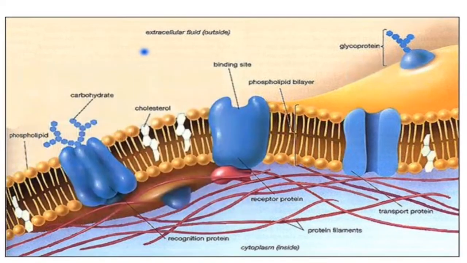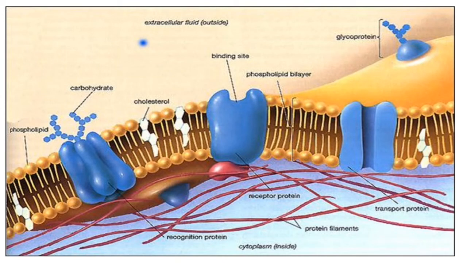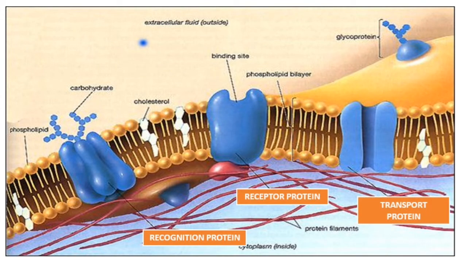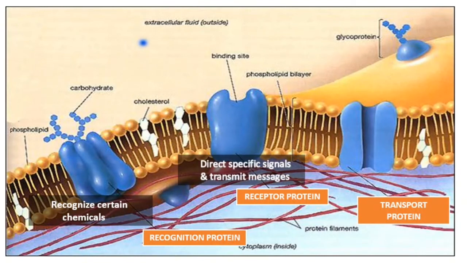Now, aside from that, our cell membrane actually contains different protein channels. We have three: recognition, receptor, and transport. By the name itself, recognition, so its function is to recognize certain chemicals. It could also recognize chemicals that is good for the cells, or it could also recognize abnormal cells or invader cells. Then receptor protein, they receive direct specific signals and transmit messages, or the receiver of the messages. Then we have the transport protein as the channels or transporters of substances.